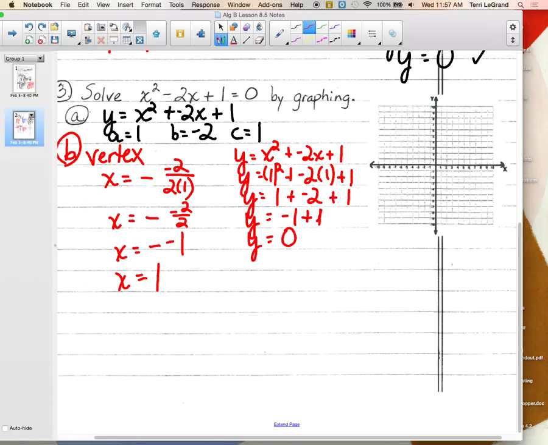What's our vertex? 1, 0. Okay, let's go put it on here. What are you going to draw next? Axis of symmetry. Anybody want to quit now? Say we don't have to go any further?